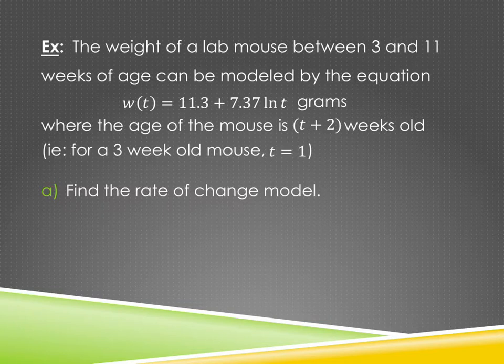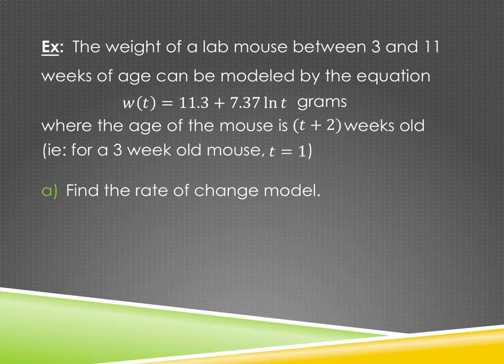So here's an example that you've seen before. We've done this example a couple of different times. The weight of a lab mouse between 3 and 11 weeks of age can be modeled by the equation W of t equals 11.3 plus 7.37 natural log t grams, where the age of the mouse is t plus 2 weeks old, i.e. for a 3-week-old mouse, t would be 1. That's the relationship. Find a rate of change model.